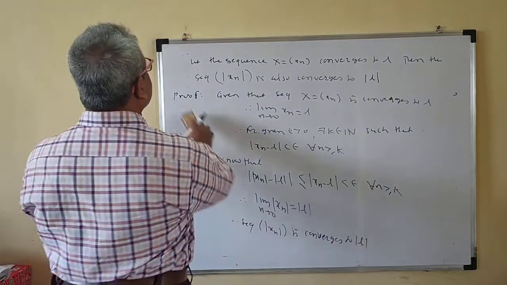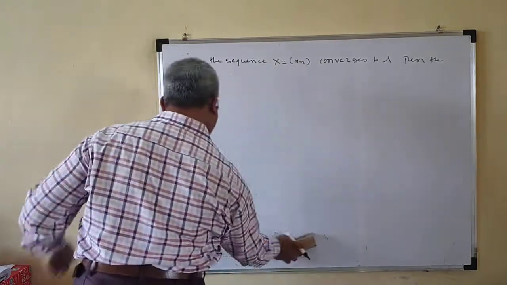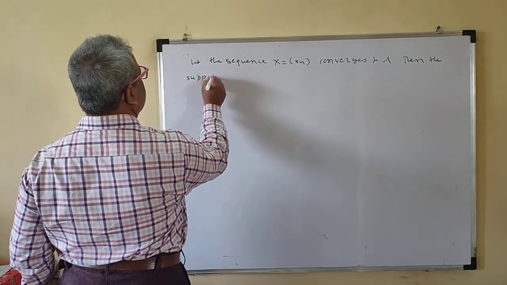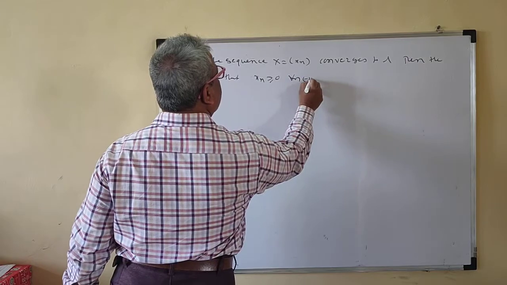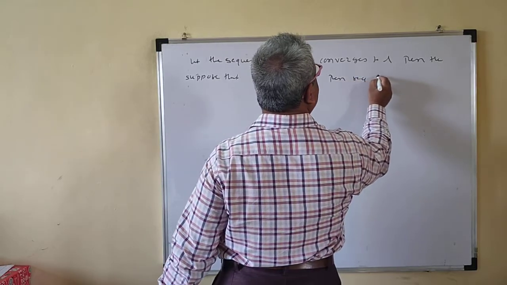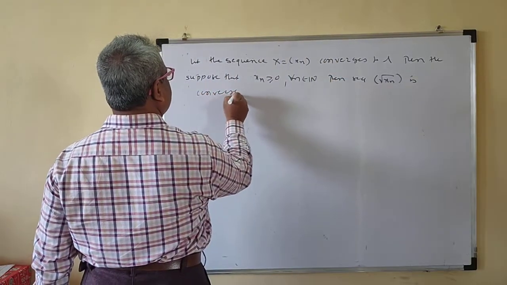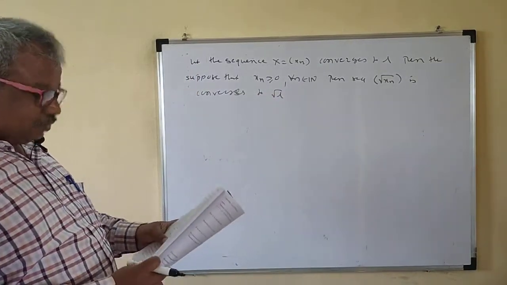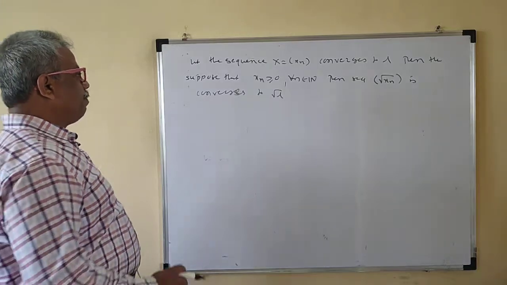Similarly, suppose the sequence xn converges to l and xn is greater than or equal to 0 for all n belonging to N. Then the sequence root of xn converges to root of l. This we can also prove like this, so there is no need to prove it here. Remember this.